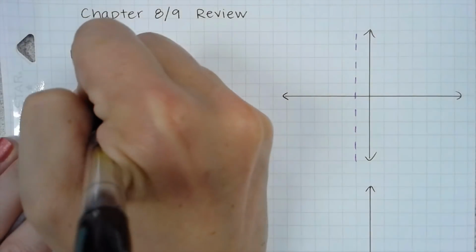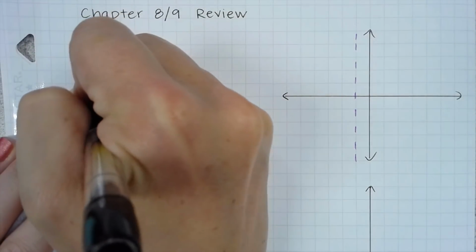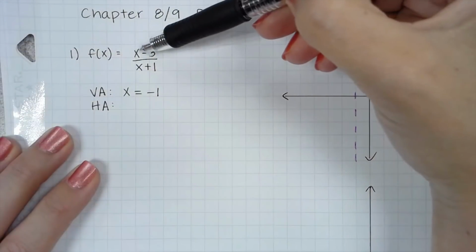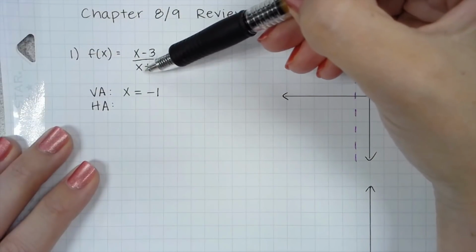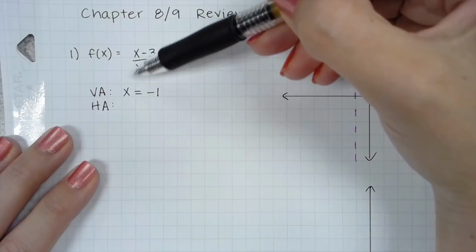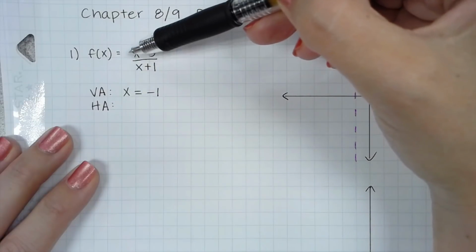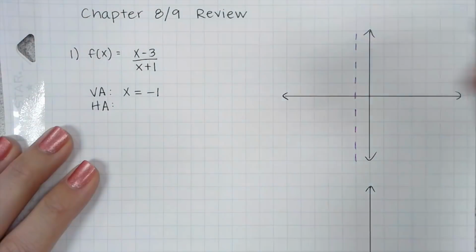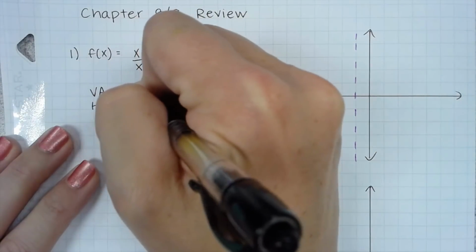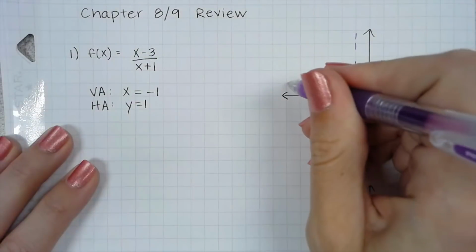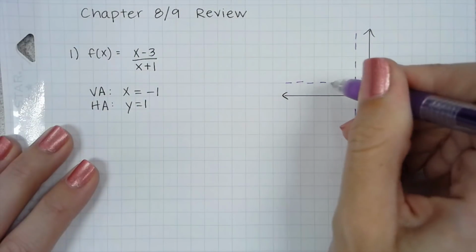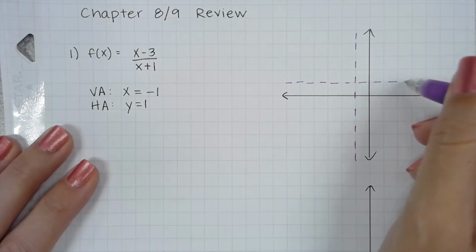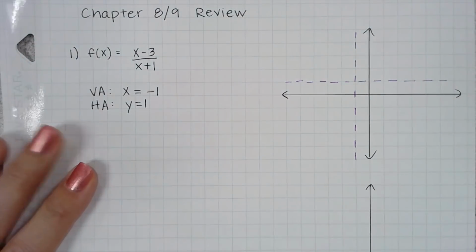To find my horizontal asymptote, I need to do something a little bit different. So when the degree of the numerator, x to the first, is the same as the degree of the denominator, x to the first, my horizontal asymptote is located at the ratio of these coefficients. So 1 divided by 1 gives me 1. So for this problem, my horizontal asymptote is going to be located at the line y equals 1. And so that's going to be a horizontal line that cuts across the graph there.